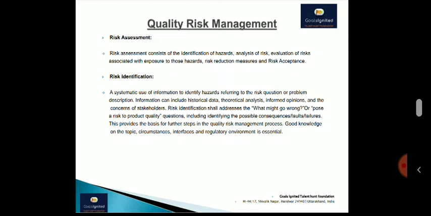So risk assessment consists of the identification of the hazards, analysis or risk evaluation of the risk associated with exposure to those hazards, risk reduction measures and risk acceptance.